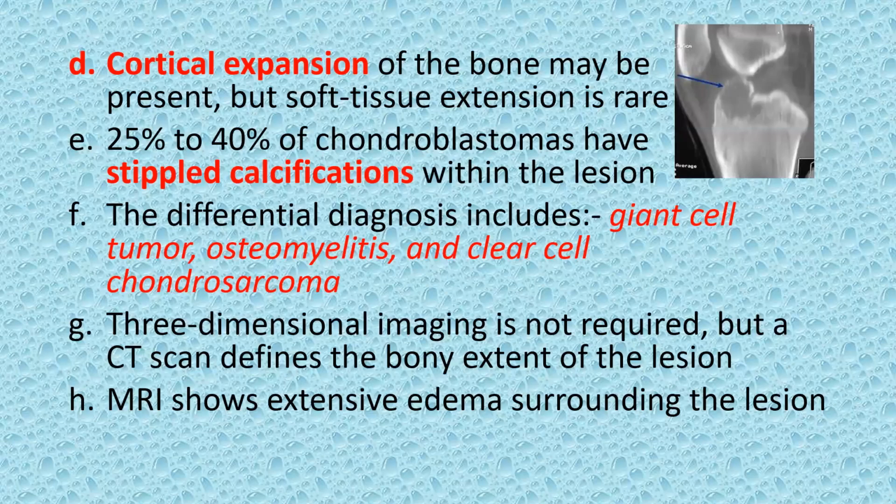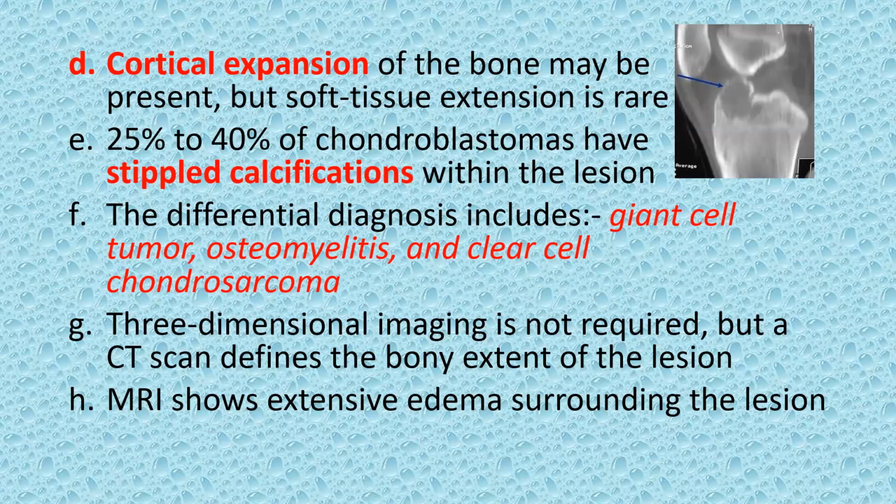The differential diagnosis includes giant cell tumor, as I mentioned, osteomyelitis, and don't forget in the adult, around 30 to 40, clear cell chondrosarcoma. You have to be careful about this. Don't forget that in adults, you have to think of giant cell tumor and clear cell chondrosarcoma.